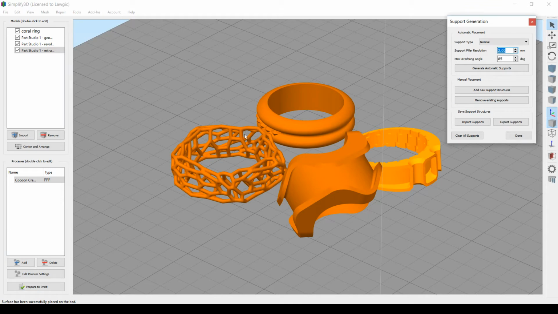I was trying to avoid supporting the coral ring as much as possible because I knew it would never come out. Therefore, I used the Add Manual Support feature in Simplify3D. I set the support pillar resolution down to 2, and then one at a time manually placed pillars where I thought would be the most problematic areas.